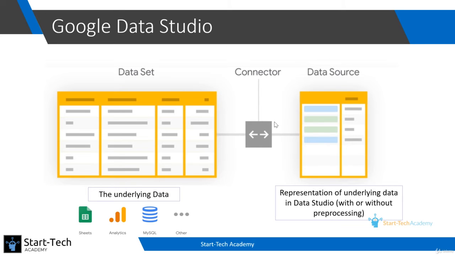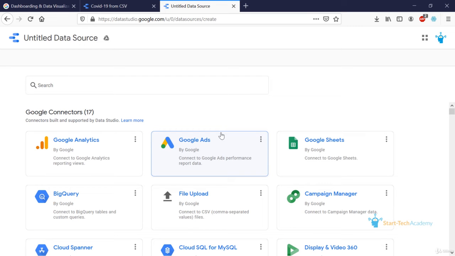But how does Google Data Studio get this data set as a data source? For that, we need a connector. This connector will help us use the data set of our choice. So if I want to connect a Google Sheet, I will use the connector which connects to a Google Sheet. Whenever we want to create a data source, we will first have to select a connector. Here you can see all the available connectors.